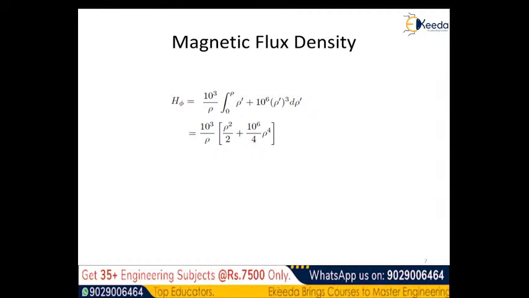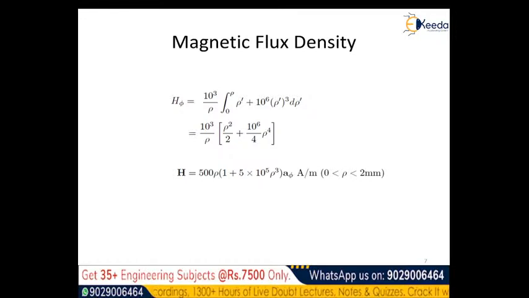So here is the expression of the H phi component, and we can simplify it to capital H equals 500 rho in the bracket 1 plus 5 into 10 raised to power 5 rho cube, into a phi. See, a phi is the unit vector directed along the progression of the angle phi in the horizontal plane, which is basically the direction where the magnetic flux lines are circulating surrounding the current carrying conductor.